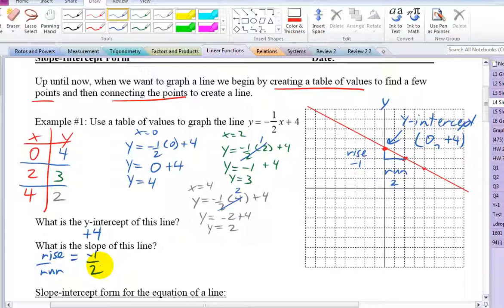Interesting. Let's look at our equation. Do you see a plus 4 anywhere in your equation? Yep, right at the back, plus 4. Do you see a negative 1/2 in your equation somewhere? Right at the front. So this is your slope, m, and this is your intercept, which we call b.